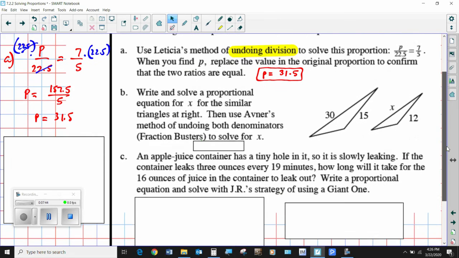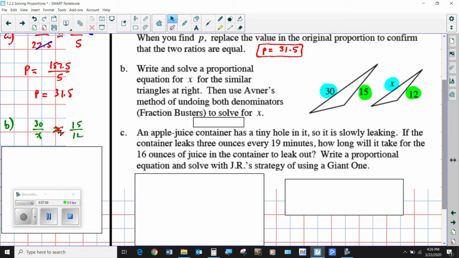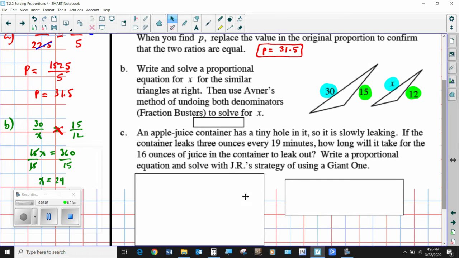For problem B, write and solve a proportion. Then they say use fraction busters, which is proportional reasoning, cross multiplication. So we see that the 30 and the x correspond to each other, and the 15 and the 12 correspond to each other. So let's go ahead and set that up. And it says use fraction busters, so we'll just cross multiply. And after cross multiplying, we get 15 times x is equal to 30 times 12, which is 360. Now we divide each side by 15, and x should be equal to 24.